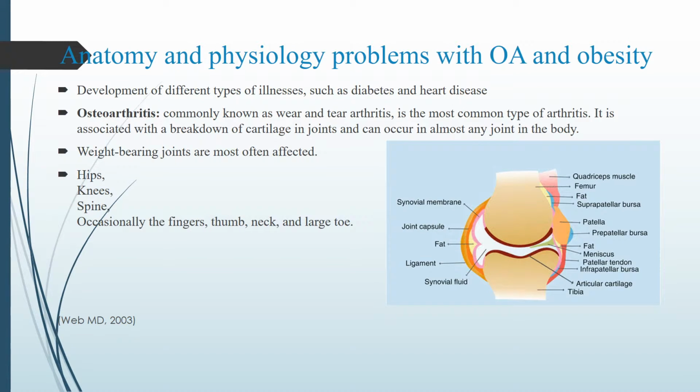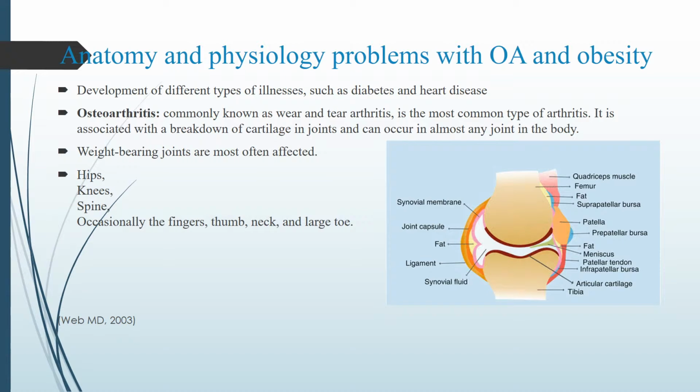As I mentioned before, problems with obesity, we don't want to overlook illnesses such as diabetes and heart disease, but I really want to focus on osteoarthritis, because a lot of times we know if people are not active and not able to move around because they're in pain, they do put on more weight, which increases their chance for diabetes and heart disease.